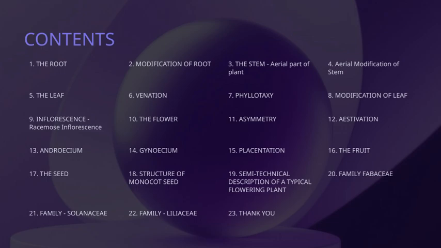Next, we have a semi-technical description of a typical flowering plant, which helps us understand the general organization of flowering plants, including their reproductive structures. Placentation refers to how the ovules are arranged within the ovary, which varies among different families. Aestivation, as mentioned earlier, is again about floral bud arrangement, important for taxonomy.